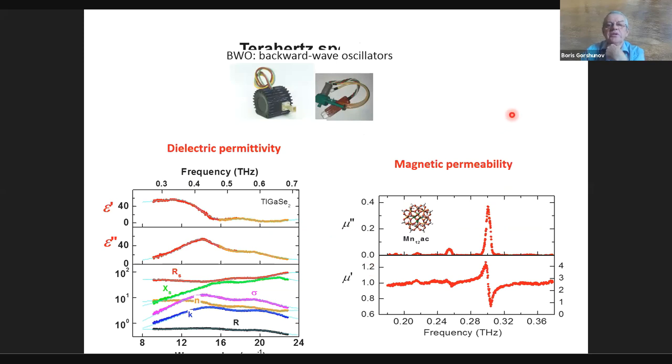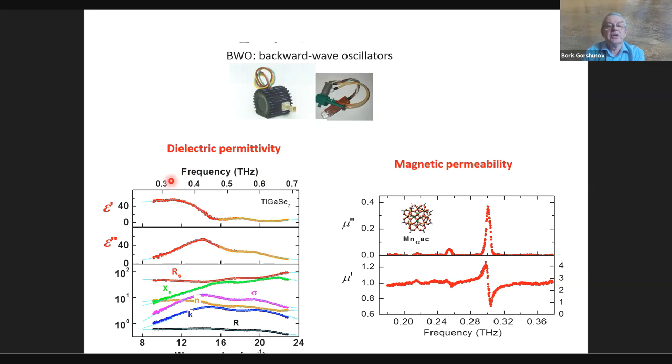So this is about the coherent source spectrometer, spectroscopy. It is based on these unique sources of terahertz radiation that basically generate radiation that is monochromatic, coherent, and its frequency can be finely tuned just by changing the supplying high voltage. So these sources of radiation are backward wave oscillators. They cover the frequency range from approximately 0.03 terahertz up to 1.5 or even 2 terahertz. They allow for direct measurements of basically any characteristic of any material, as shown here, just a couple of examples.